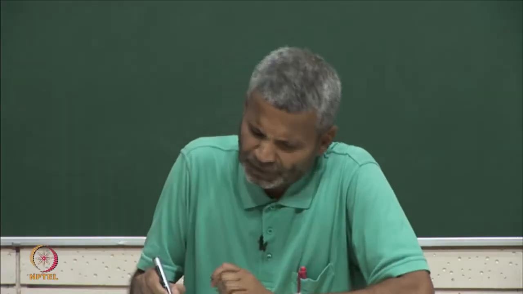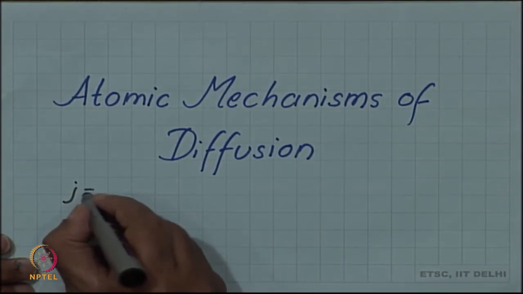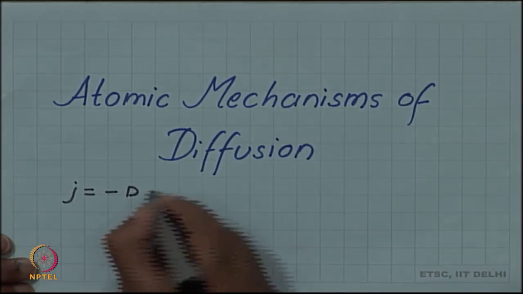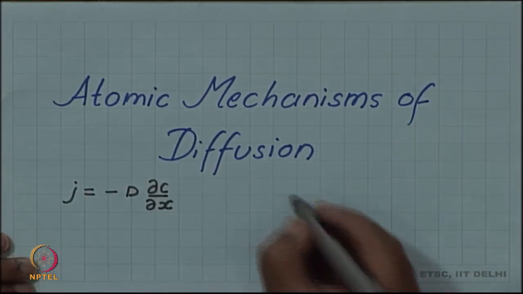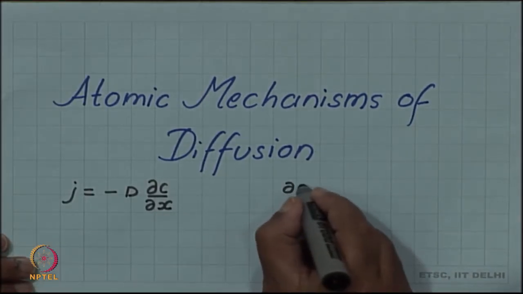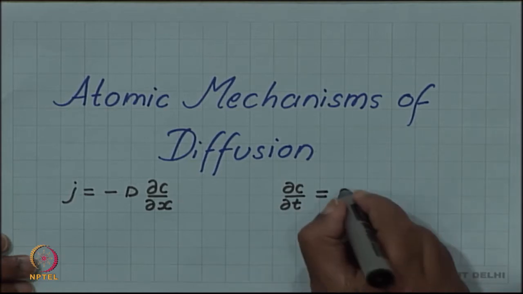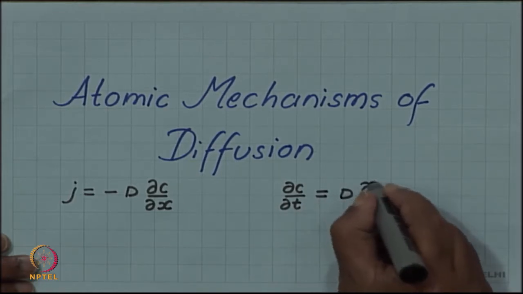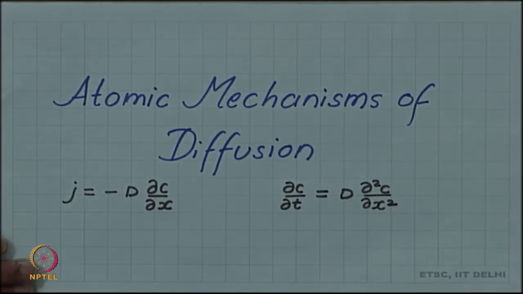Let us now consider atomic mechanisms of diffusion. We have discussed two laws of diffusion, the two Fick's laws. The first law, which was J is equal to minus D del C by del x, and the second law, which was del C by del t is equal to D del squared C by del x squared.